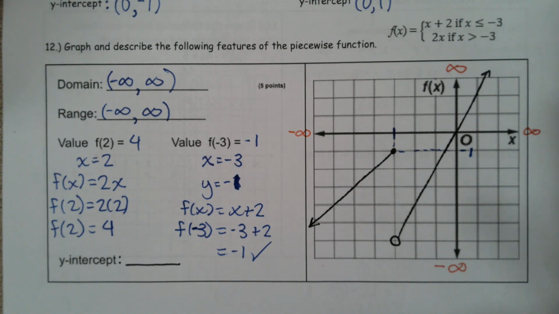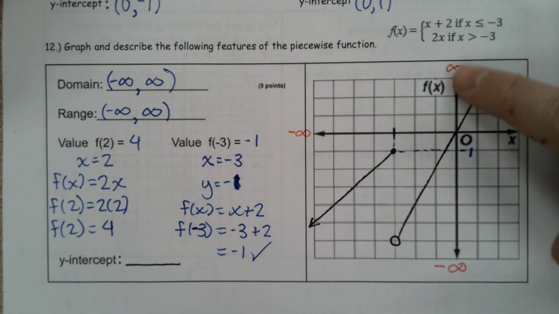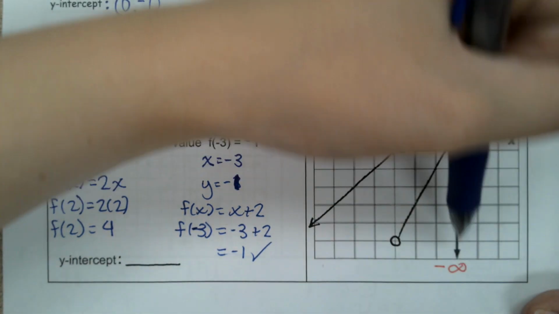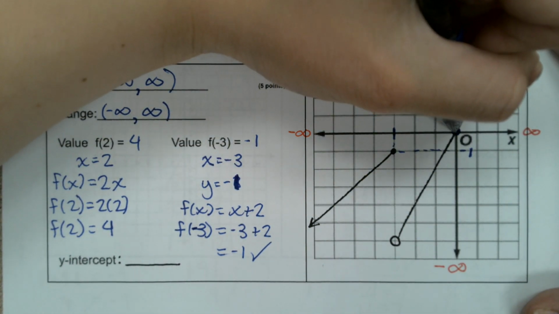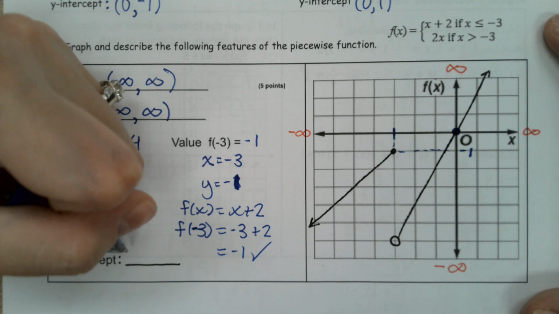Y-intercept. Where does the graph cross the y-axis here? So I go up and down. I want to find a line that crosses. It crosses right here at the origin, so it crosses at 0, 0.